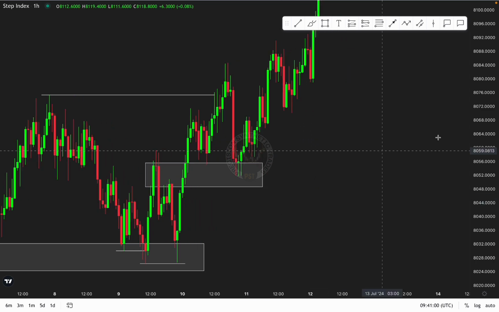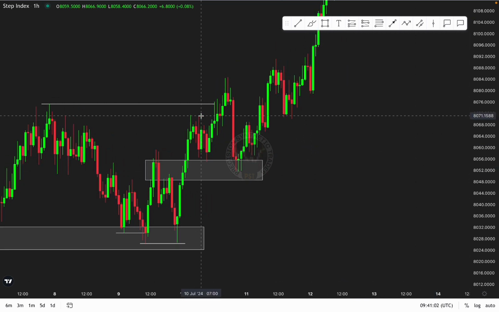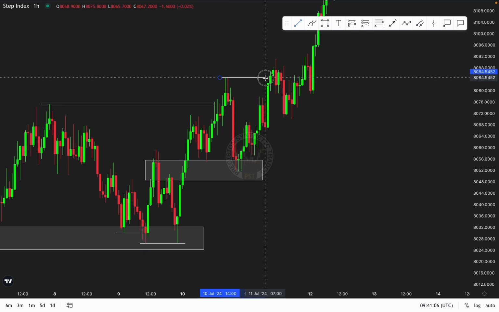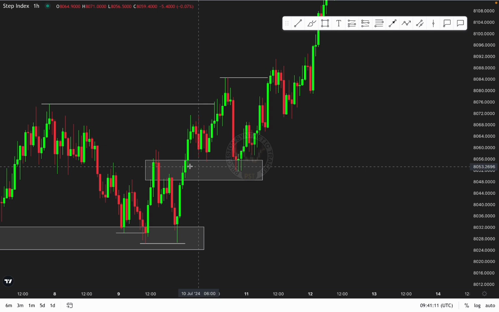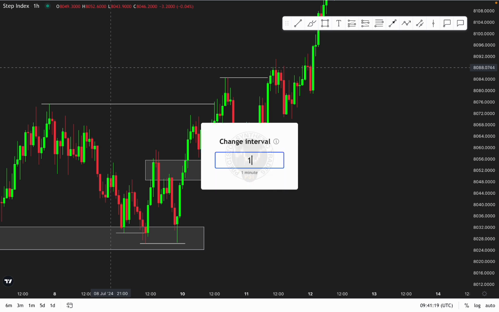There we go. So this is the new high that's being created. So that would be my target. That would be my target. So now we entered this level here, the 50%. So now you always need to go to the lower time frame to see if you can find entries.